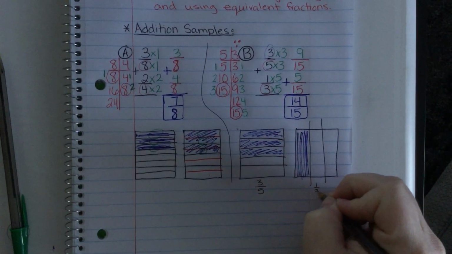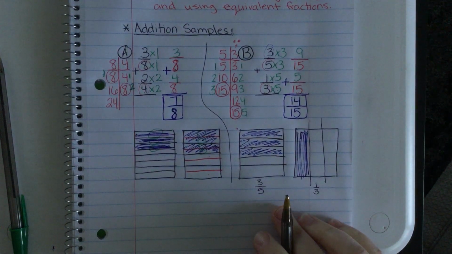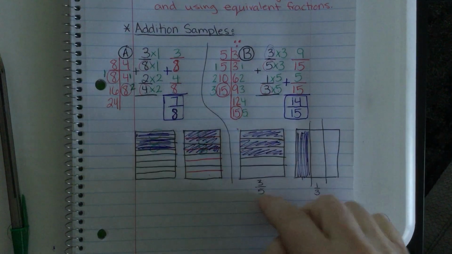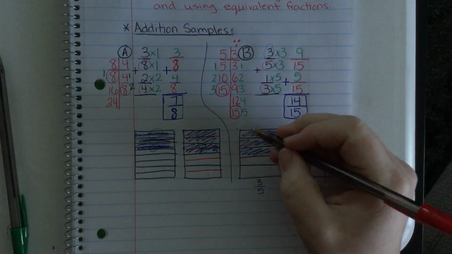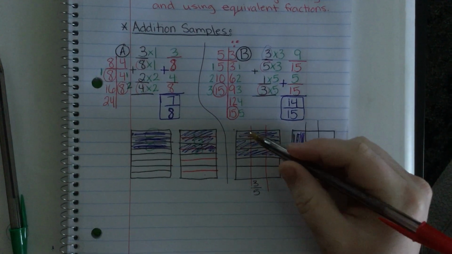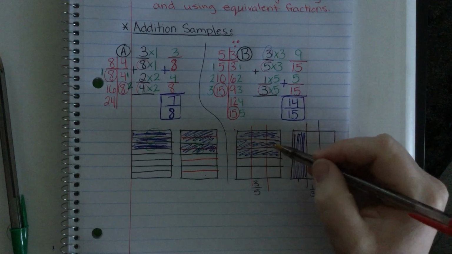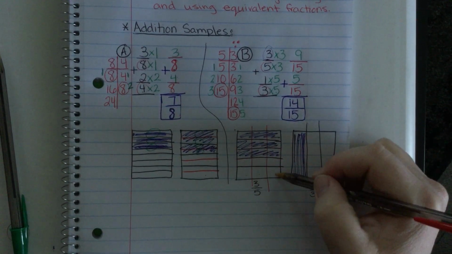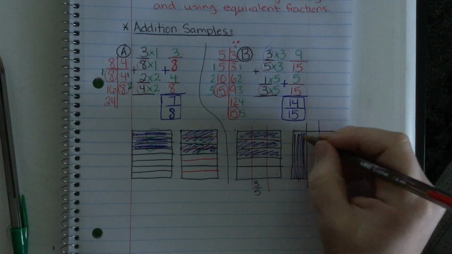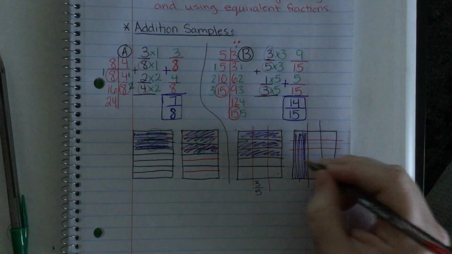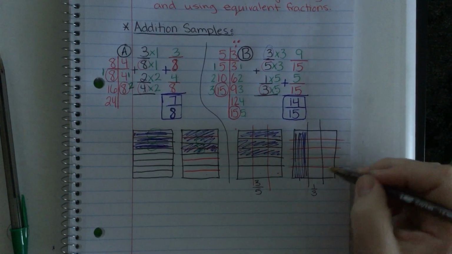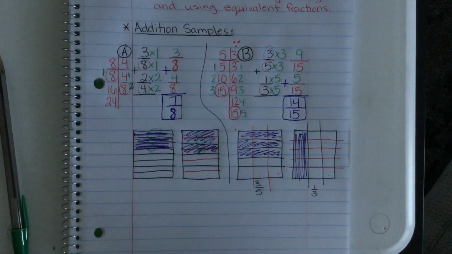Here's 1/3. Okay, now if I look at this, I need to make them the same size pieces. So I need to add some thirds for this one. So there's my thirds, 1, 2, 3, which really ends up creating 15 pieces. 1, 2, 3, 4, 5, 6, 7, 8, 9, 10, 11, 12, 13, 14, 15. Right? So I need to create 15ths over here. And I can do that by doing my 5ths. 1, 2, 3, 4, 5. So again, I have 15 pieces now.